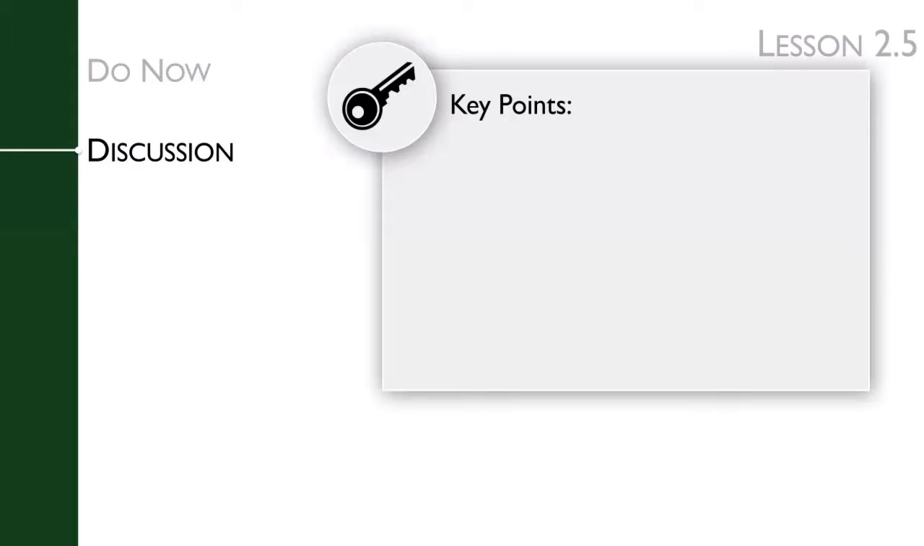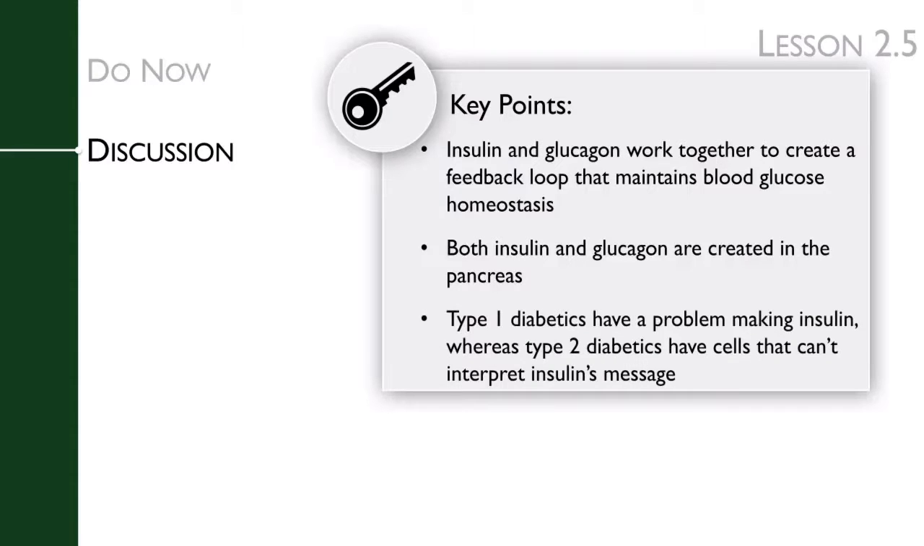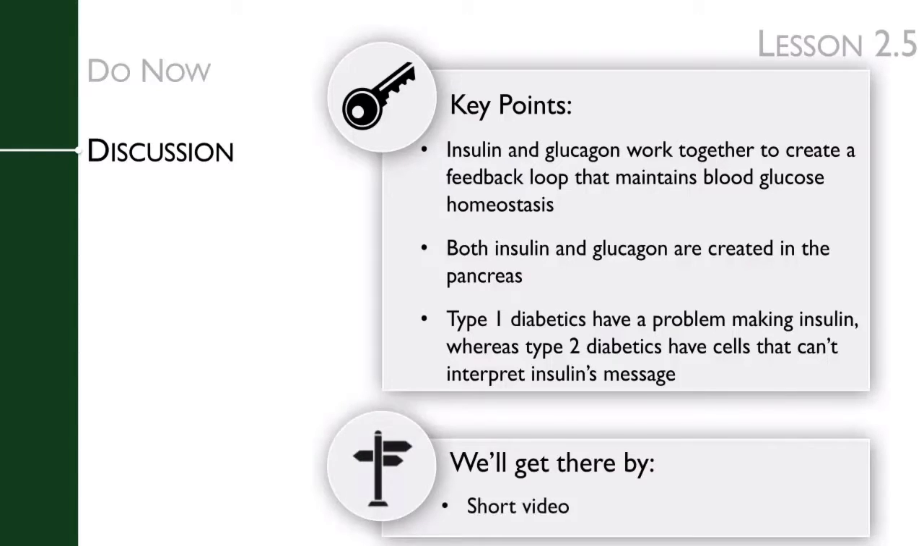The key points of this lesson's discussion are that insulin and glucagon work together to create a feedback loop that maintains blood glucose homeostasis. Both insulin and glucagon are created in the pancreas. And type 1 diabetics have a problem making insulin, whereas type 2 diabetics have cells that can't interpret insulin's messages. We'll get there by watching a short video about insulin and glucagon.